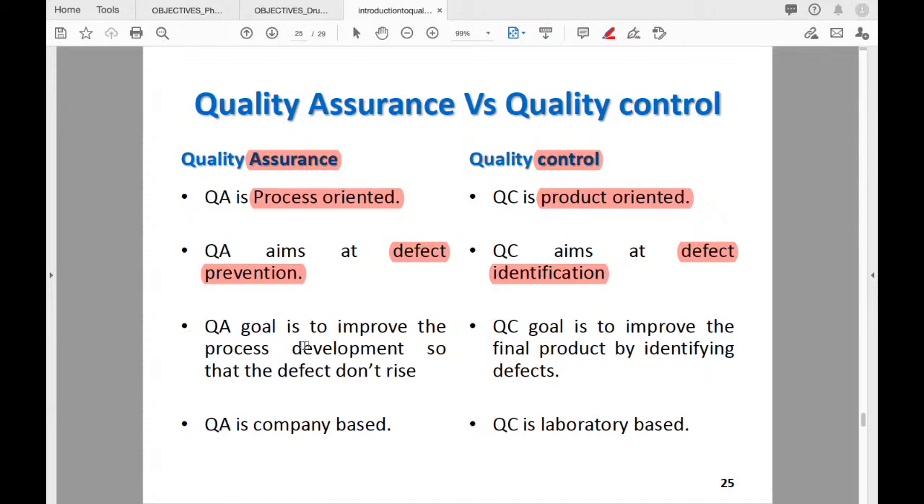In quality assurance, the goal is to improve the process development so that defects don't arise again. In QA, you have to improve the process development so that it does not come back, whereas in QC, the goal is to improve mainly the final products by identifying the defects. And QA is company based, whereas QC is laboratory based. One is done in the company, the other is done in the lab.